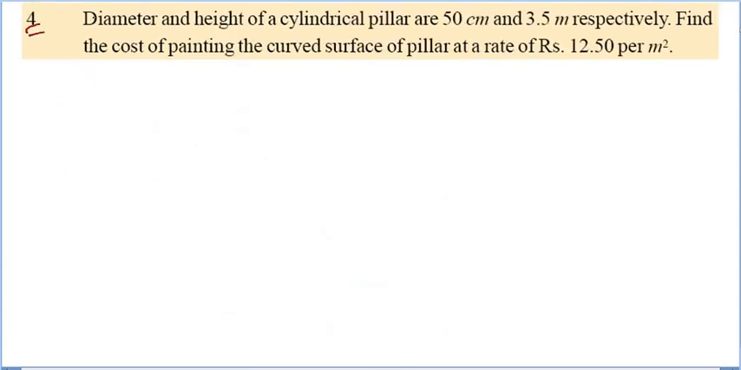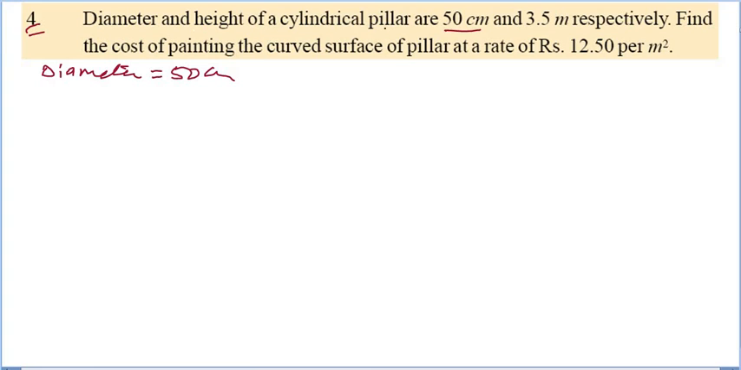Now come to the second question. Diameter and height of the cylinder of a pillar are given. So diameter is equal to 50 centimeter.